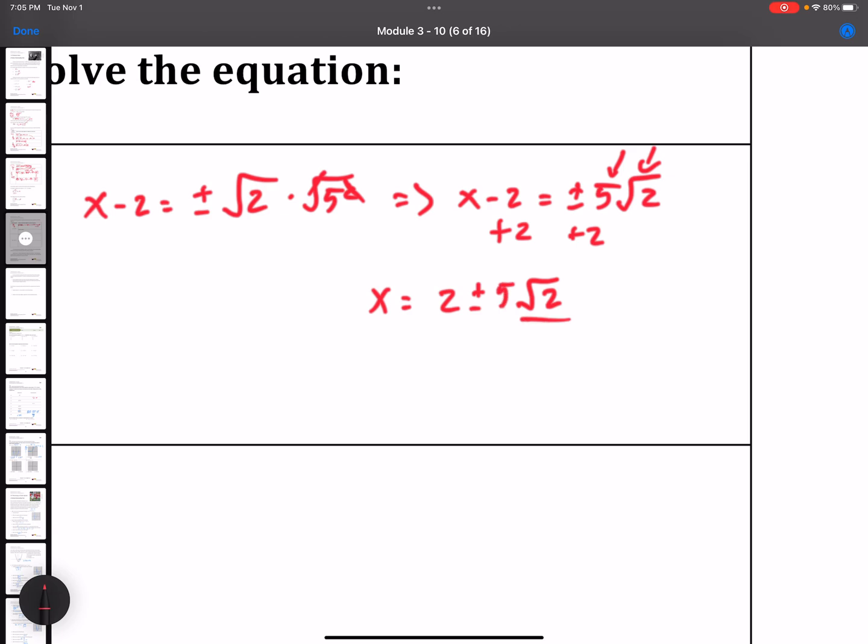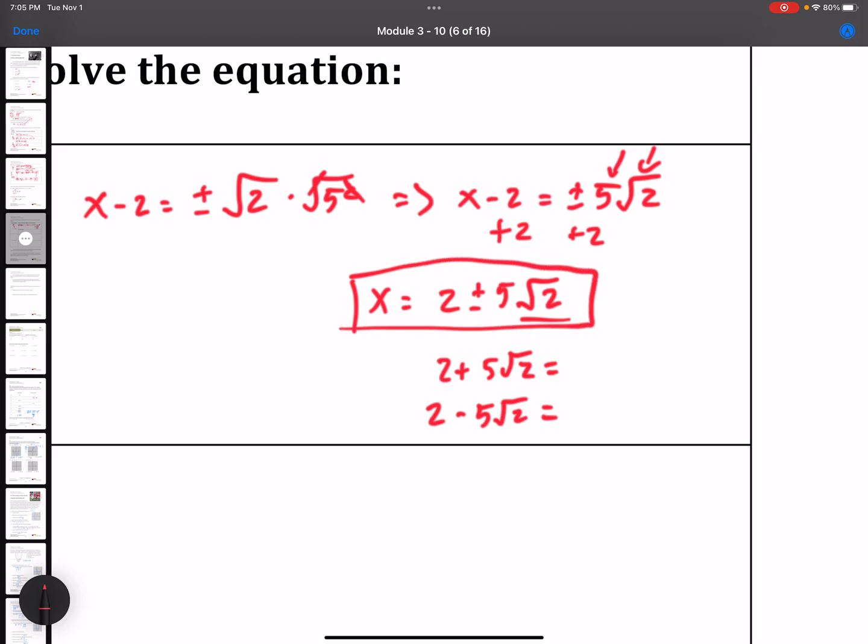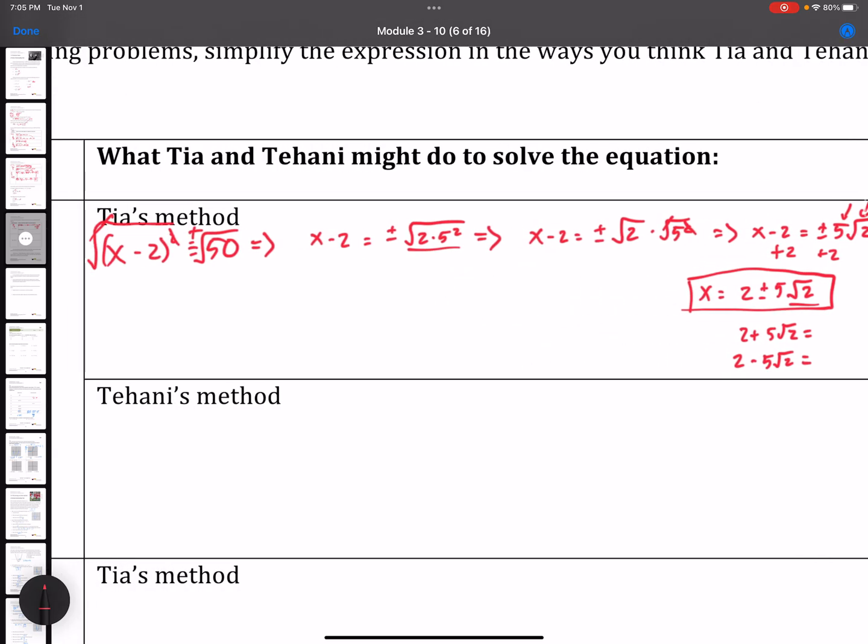You could put this in your calculator and say, okay, what is 2 plus 5 root 2? And what is 2 minus 5 root 2? But then we would have to round because that is an irrational number. The decimal will go on forever, and that is actually less exact. So we're going to leave it right up here as 2 plus or minus 5 root 2.